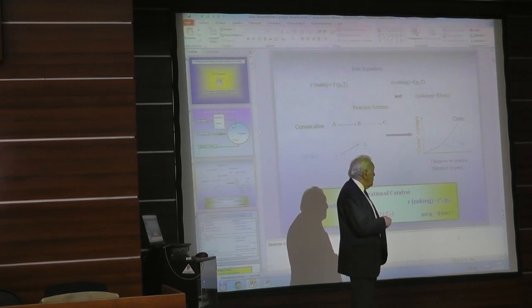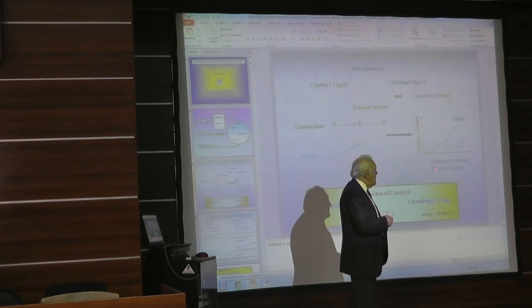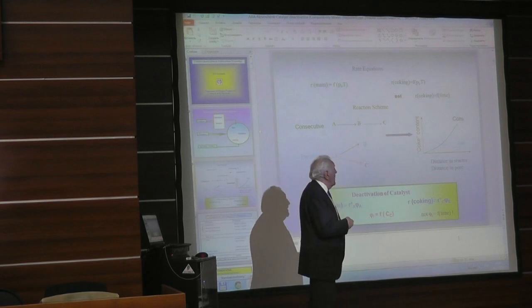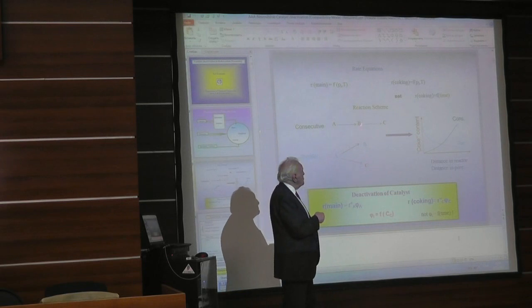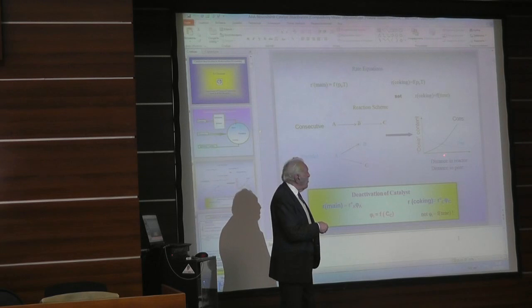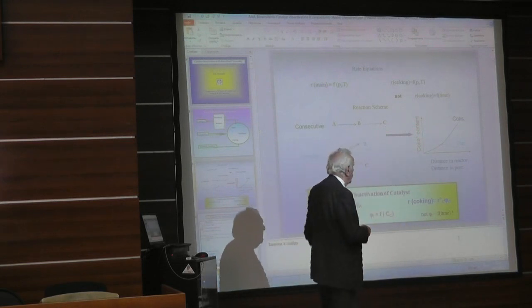This is the distance in the reactor, or if we look at the bore, it would be the distance inside the bore. And if the coke is formed by a reaction which is consecutive to the main reaction, there is no B yet at the inlet of the reactor, so there won't be any coking in the inlet, but the coke formation will increase as I go through the reactor. There will be a profile of coke deposited in the reactor.